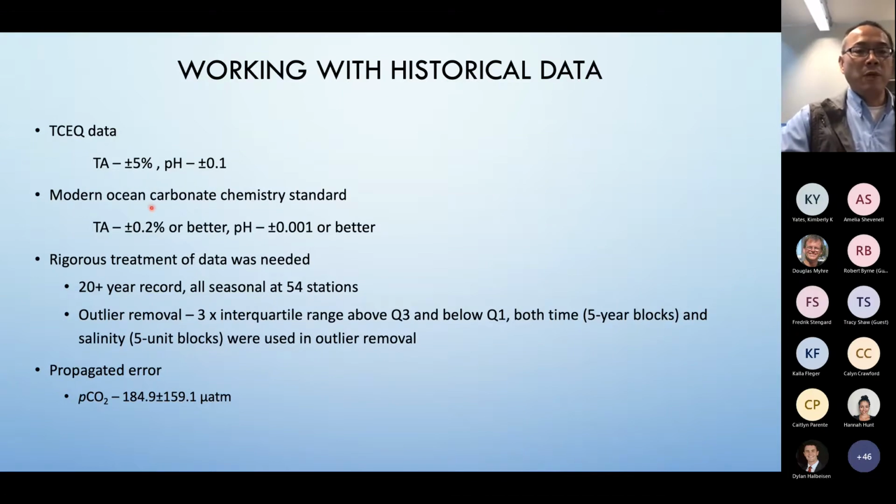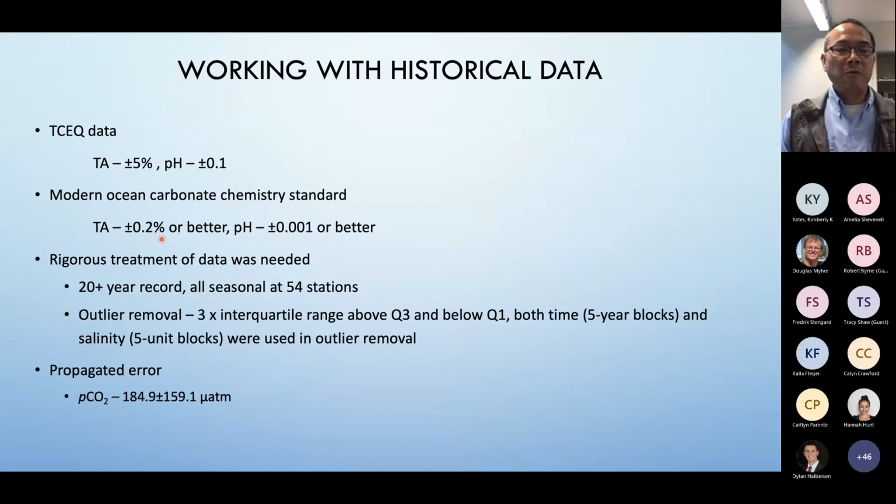Compared to what we are usually accustomed to in modern days, for example, Dr. Burns' lab and also in our lab, we would typically look at a precision of 0.2% or 0.1 or better for alkalinity, and pH within plus or minus 0.001. So the agencies' data has cruder precision, but we could work with it.